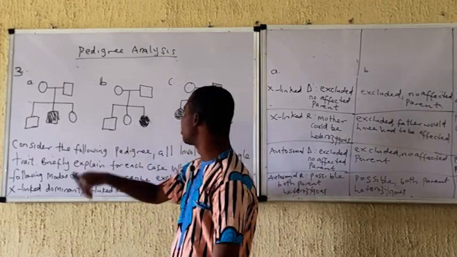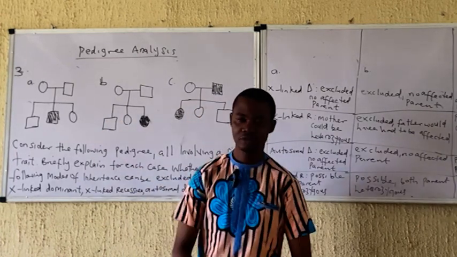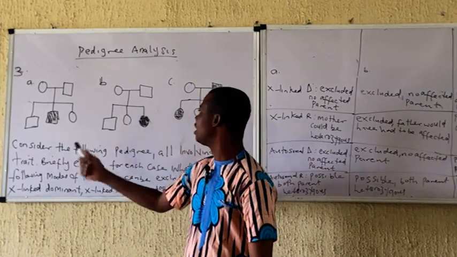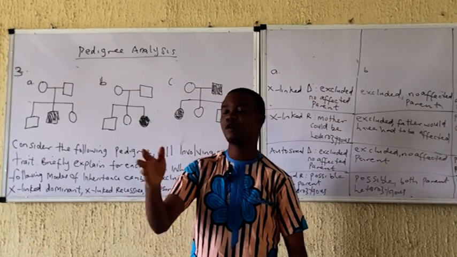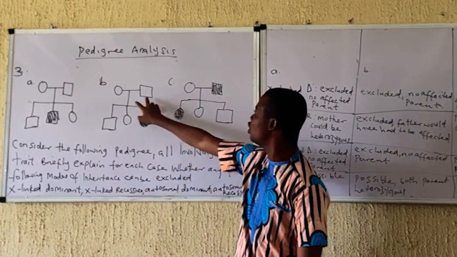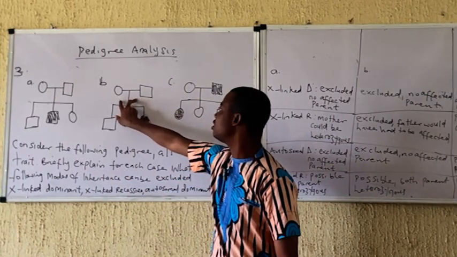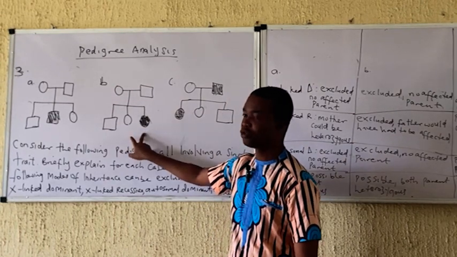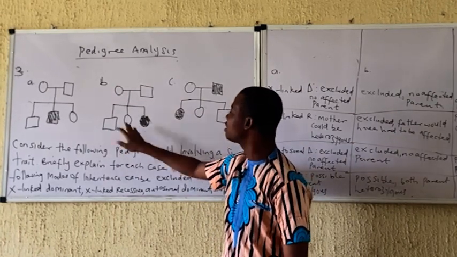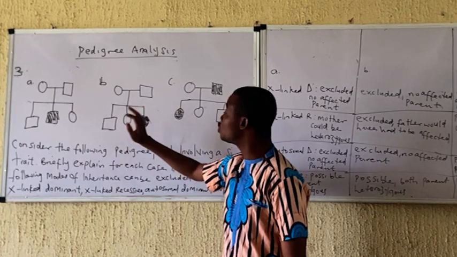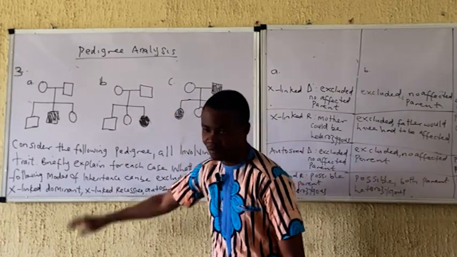So let's look at the second case. Can the second case be dominant? No, it is very clear. The second case cannot be dominant. Why? Because we are seeing unaffected parents producing affected children. So it can't be X-linked dominant and it can't be autosomal dominant. The two of them can be excluded from this case.